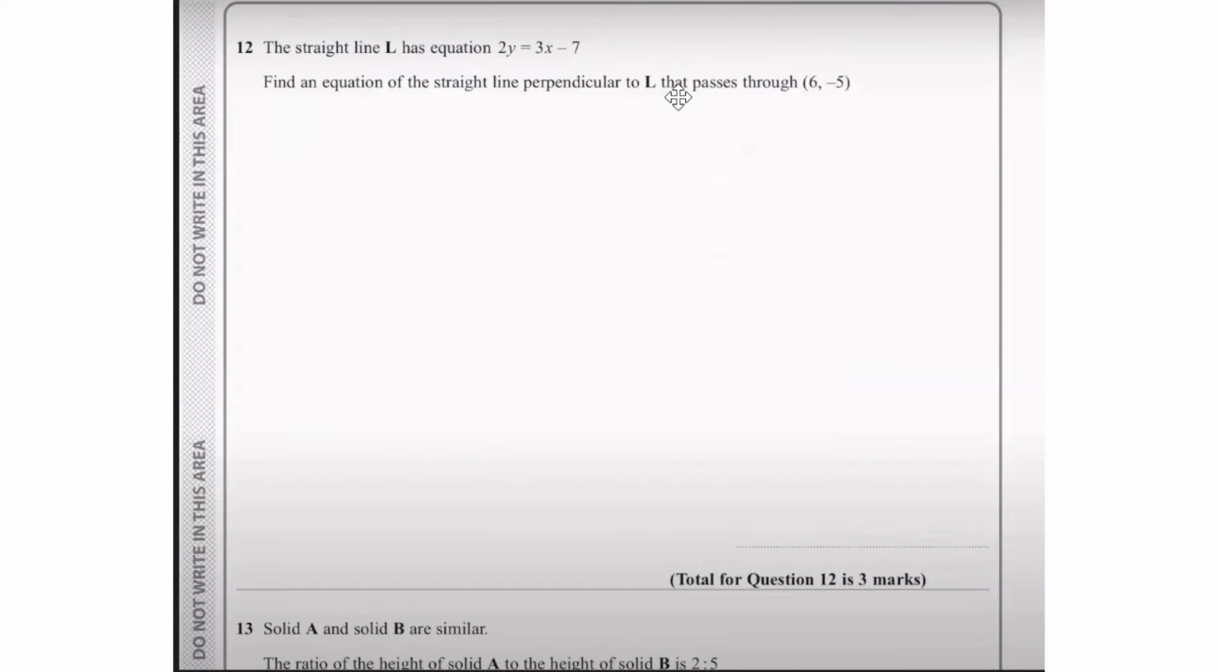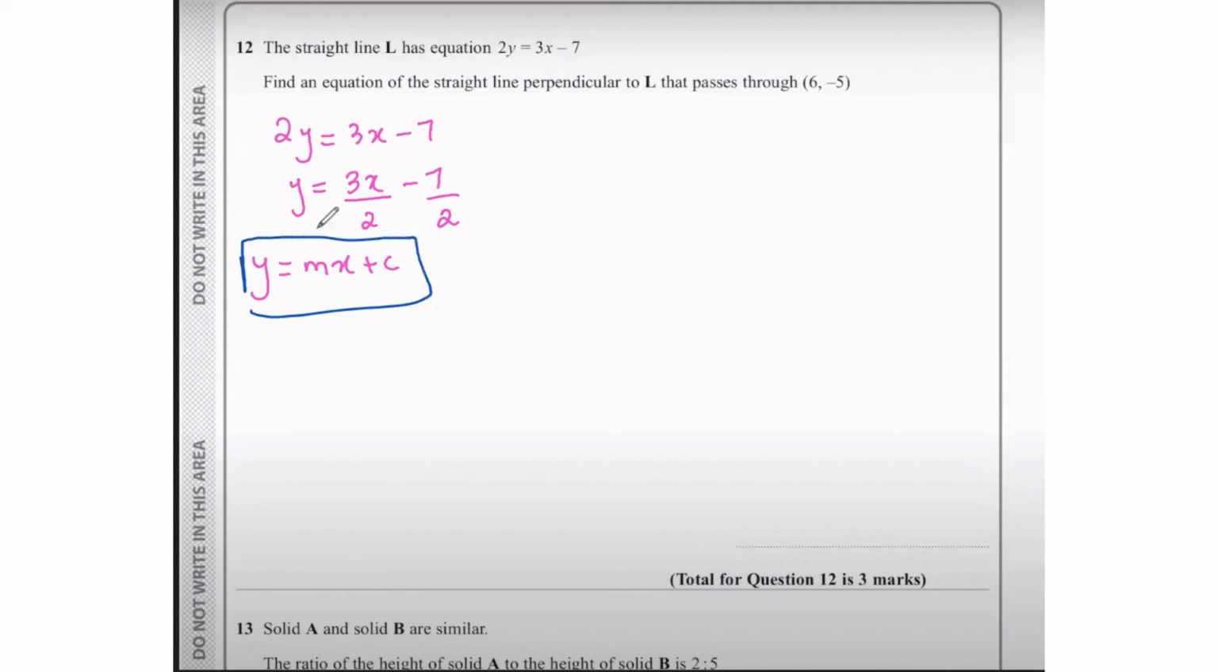Question 12 says a straight line L has equation 2y equals 3x minus 7. Find an equation of the straight line perpendicular to L that passes through 6, negative 5. So we have 2y equals 3x minus 7. Let's convert this into slope-intercept form by making y the subject, which means we'll divide both 3 and 7 by 2. Now, slope-intercept form is y equals mx plus c. Hence, if we compare this equation to this one, we can see that m is 3 by 2.